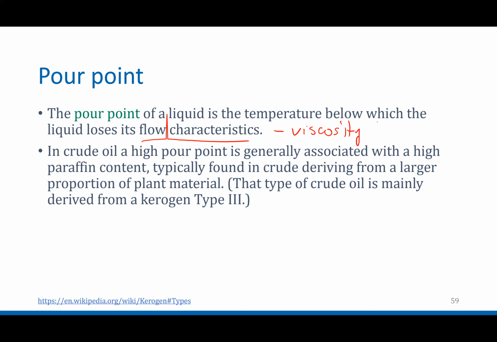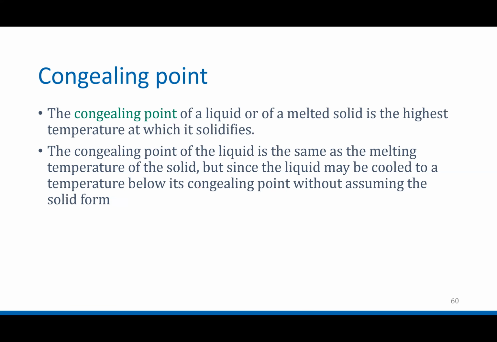In crude oil, a high pour point is usually associated with paraffin. So large wax materials, it can come from plant matter. And it's another problem. If you get too cold, it doesn't flow very well, and you can see problems in your pipelines.